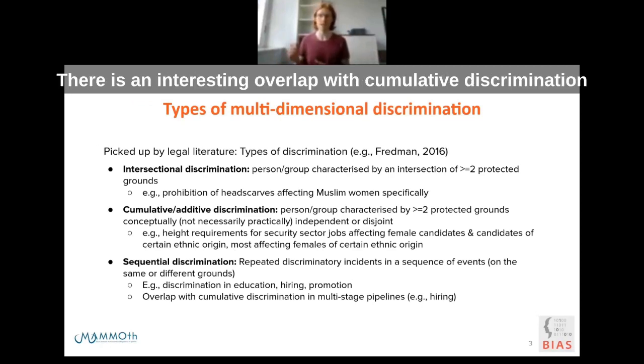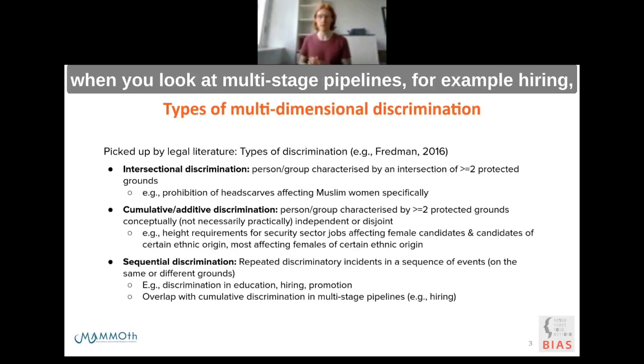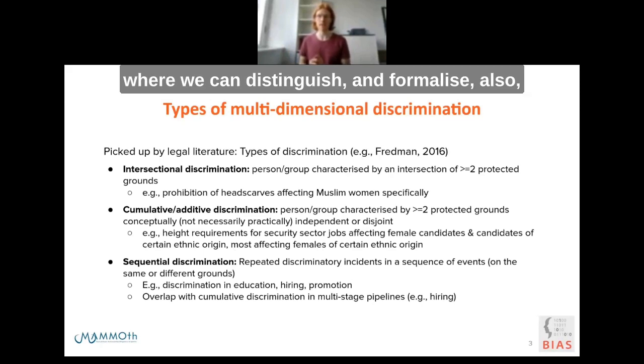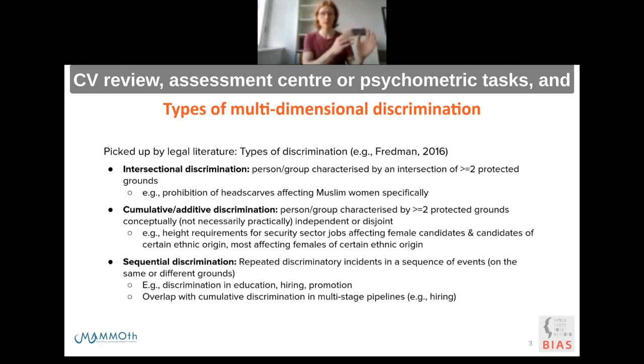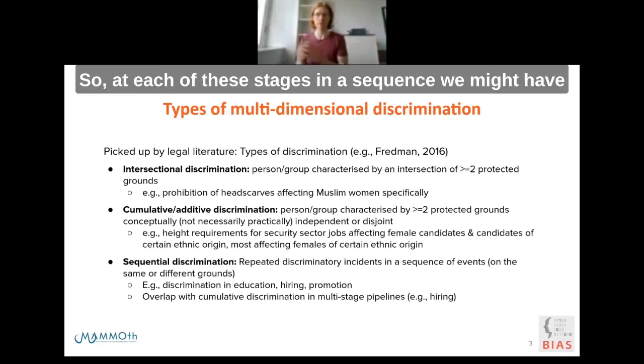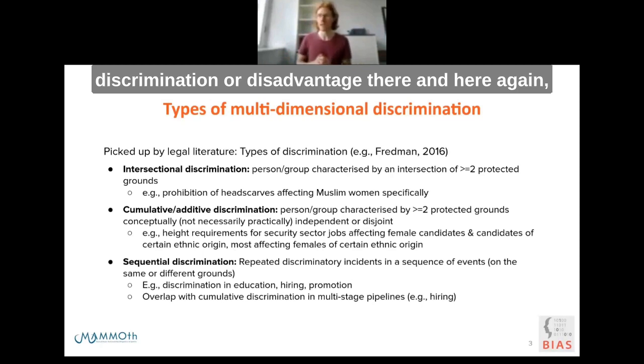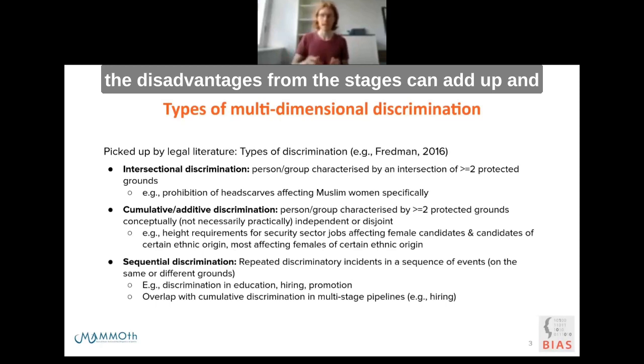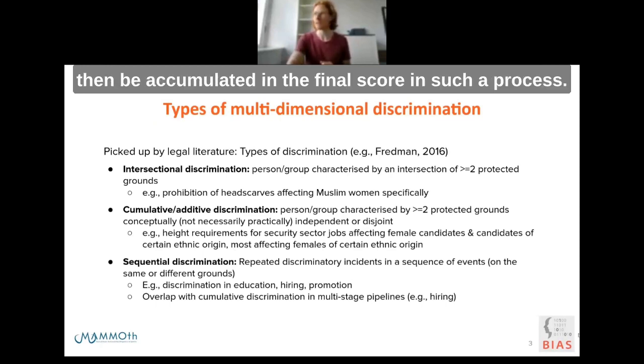There is an interesting overlap with cumulative discrimination when you look at multi-stage pipelines, for example, hiring, where we can distinguish and formalize also CV review, assessment center or psychometric tasks, and then interviews, for example. So at each of these stages, which are in a sequence, we might have discrimination or disadvantage there. And here again, the disadvantages from the stages can add up and then be accumulated in the final score in such a process.